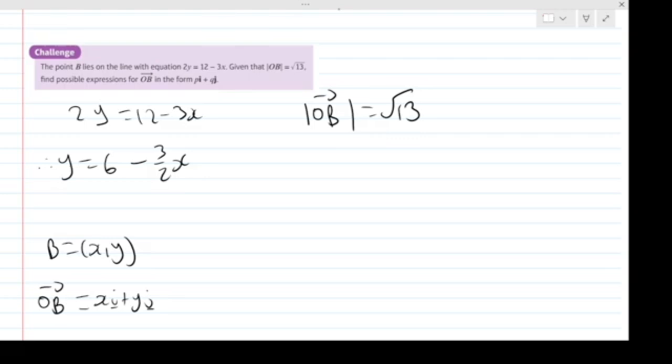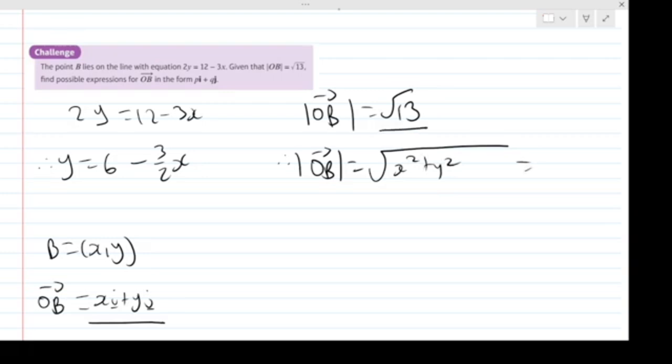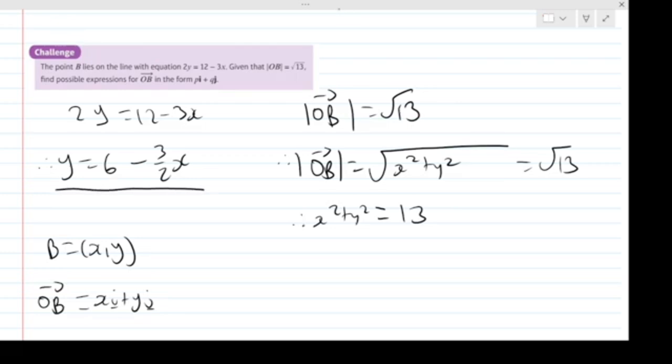So we know that the magnitude of OB is going to be the square root of the x and y parts squared, so x squared plus y squared, and that's going to equal root 13. Then we can square both sides to get rid of the roots, so x squared plus y squared is equal to 13. But we also know that y is equal to minus 3 halves x plus 6. So we've got simultaneous equations.